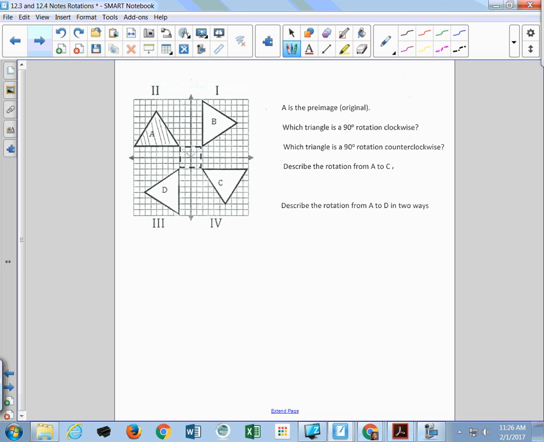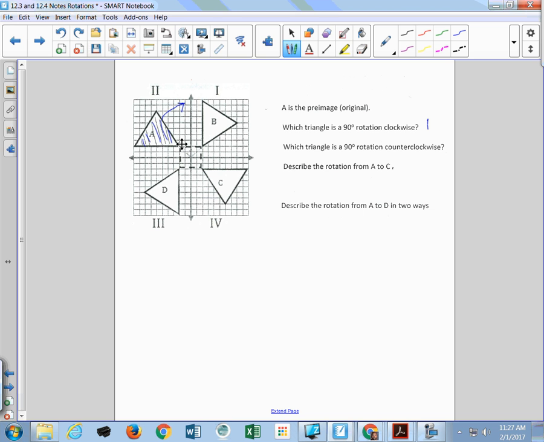All right, so we're looking at this. It says A is the pre-image. That's the original. Pre-image is the original. All right. It says which triangle is a 90-degree rotation clockwise. So if I start here in A, in quadrant 2, and I want to rotate clockwise. Clockwise is to the right. Okay, and I want to go 90 degrees. Every 90 degrees is going over one quadrant. So if I'm in 2 and I go 90 degrees clockwise, I am now in quadrant 1.